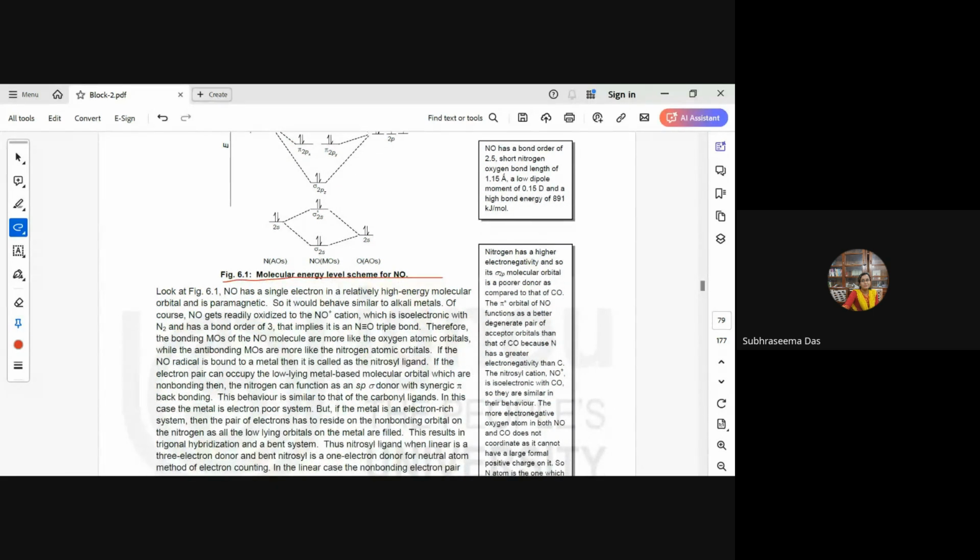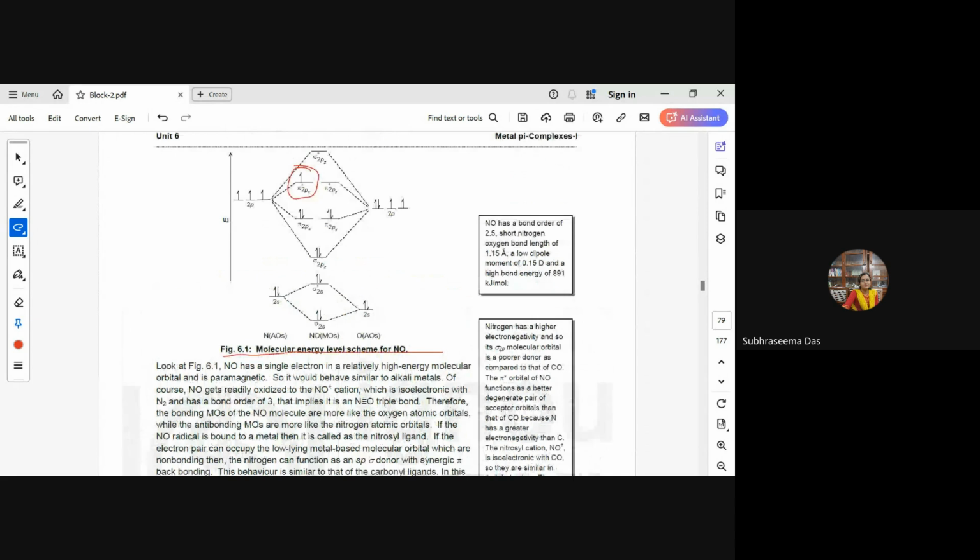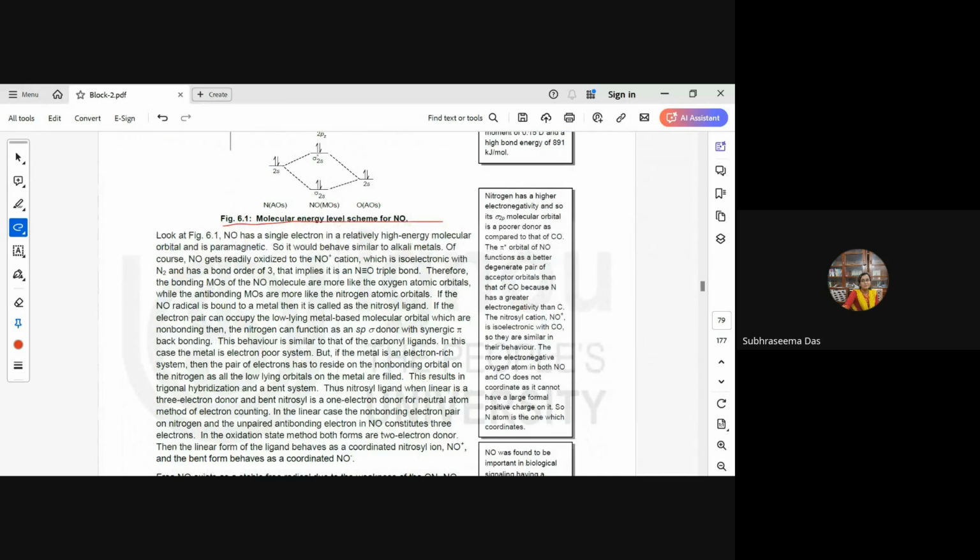So because of this, we know that NO is paramagnetic in nature, and because of the presence of a single unpaired electron, it behaves similar to the alkali metals. Now here we also know that NO gets readily oxidized to the NO+ cation, and this NO+ cation is isoelectronic with N2, the dinitrogen molecule, and it has a bond order of 3.